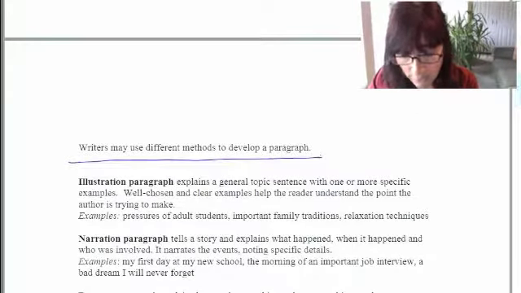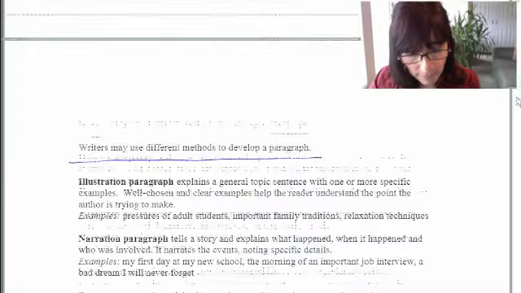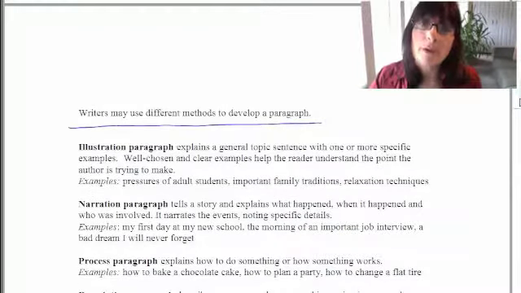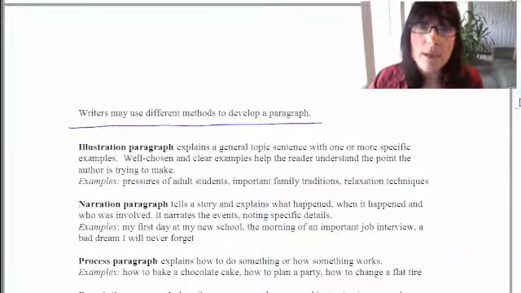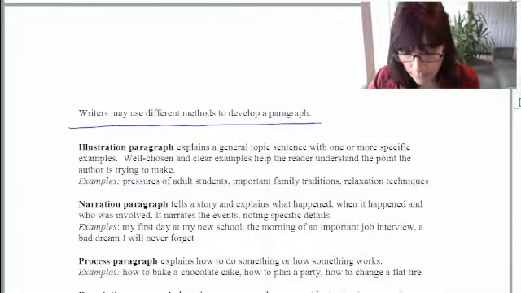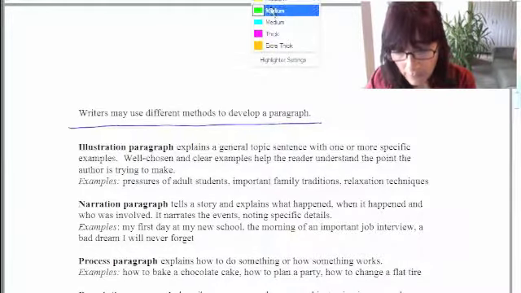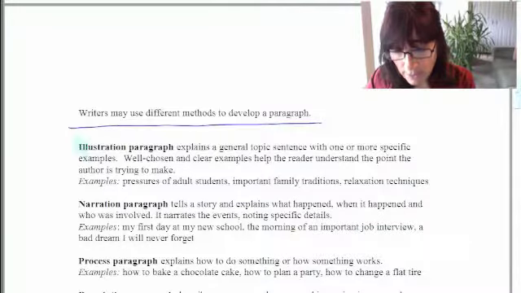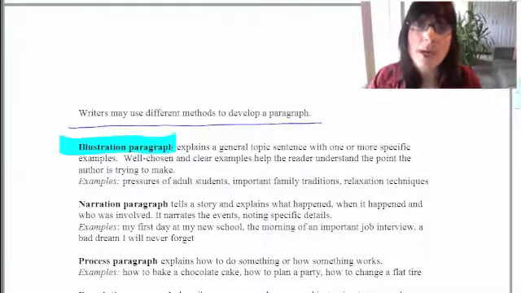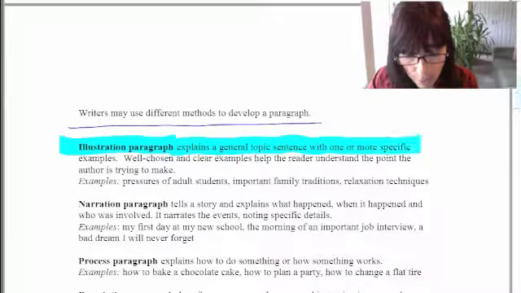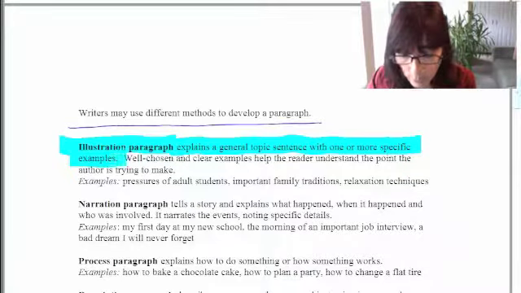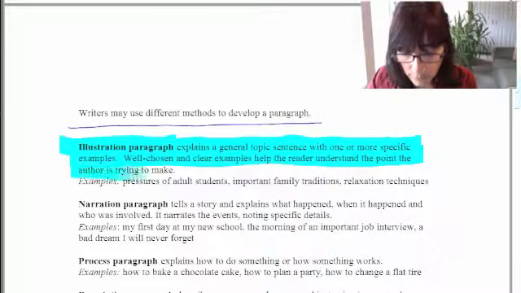Now, writers use different methods to develop a paragraph, and there are many different types of paragraphs that can be written, and I've included different types as well as a brief explanation and a quick example of each. The first type of paragraph that I would like to mention is called an illustration paragraph. An illustration paragraph explains a general topic sentence, and it'll include one or more specific examples. Well-chosen and clear examples help the reader understand the point that the author is making.